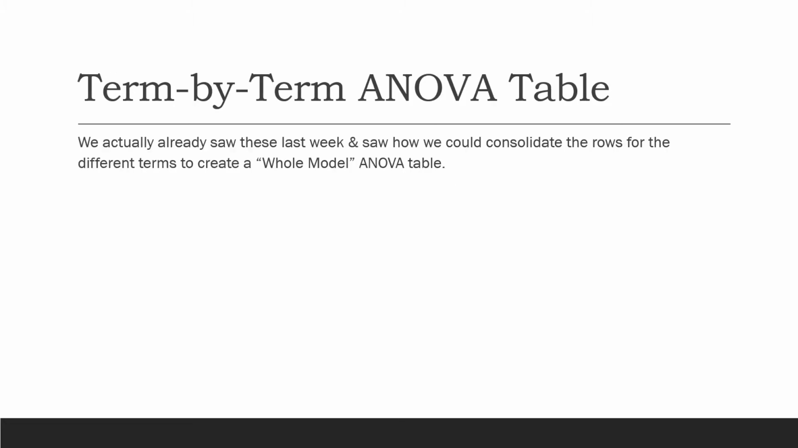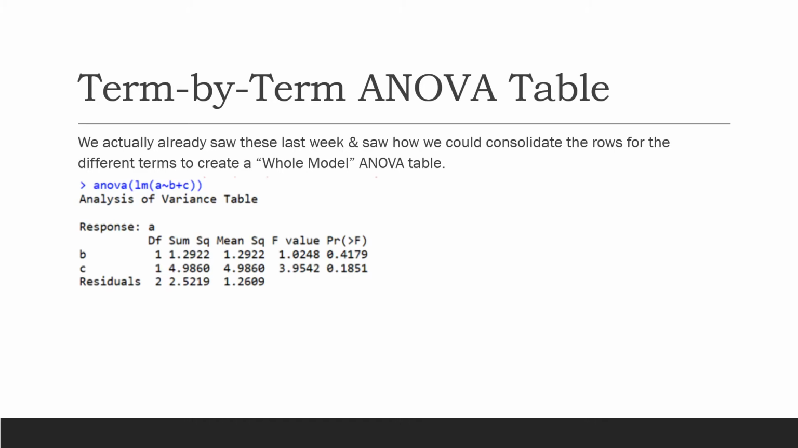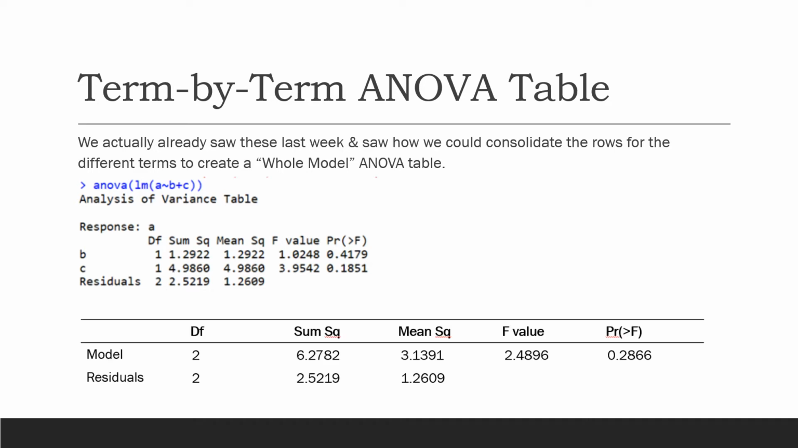So the first section in the textbook talks about the term-by-term ANOVA table, and we actually did see these last week. If you remember, when I was modeling the variable a, which is our response variable, as a linear function of b plus c, those were my explanatory variables, we saw that we could use the ANOVA function on that linear model, and it would give us this table that gave us sums of squares and degrees of freedom for each of the individual terms in the model. And what we did with them is we saw how we could consolidate the rows for the different terms, B and C, and make a whole model ANOVA table that we could then use to calculate this F statistic for our test. This time we're going to be looking at the term-by-term ANOVA table on its own.